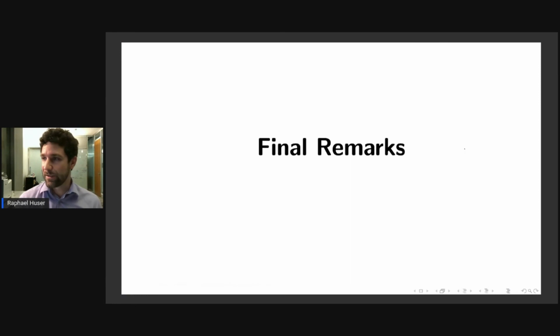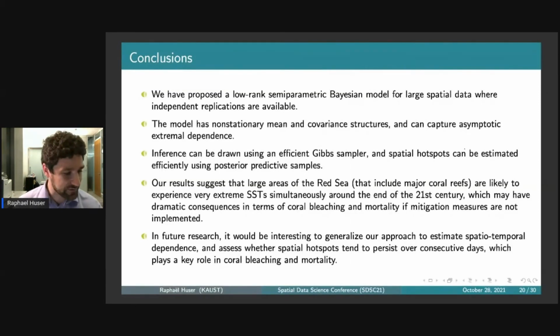So I just want to conclude here very quickly, if I have a little bit of time. I'm not sure if I'm already out of time or not, but essentially what we have done is to propose a low-rank semi-parametric Bayesian model for large spatial data where independent replications are available. And the model is very complex. It has a non-stationary mean, covariance structure, extremal dependent structure, and so on. It can be fitted by a Gibbs sampler, which is fast.